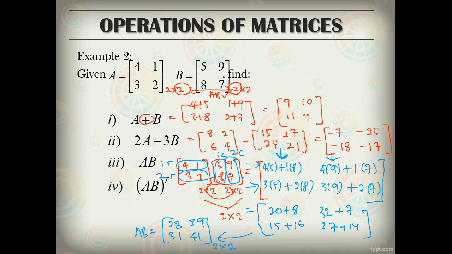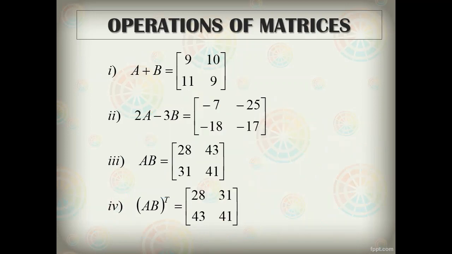Next, the fourth is AB transpose. So we have the AB product here and we need to transpose this. So AB transpose is equal to column becomes row: 28, 31, 39, 41. Done. So this is the answer for the previous example.